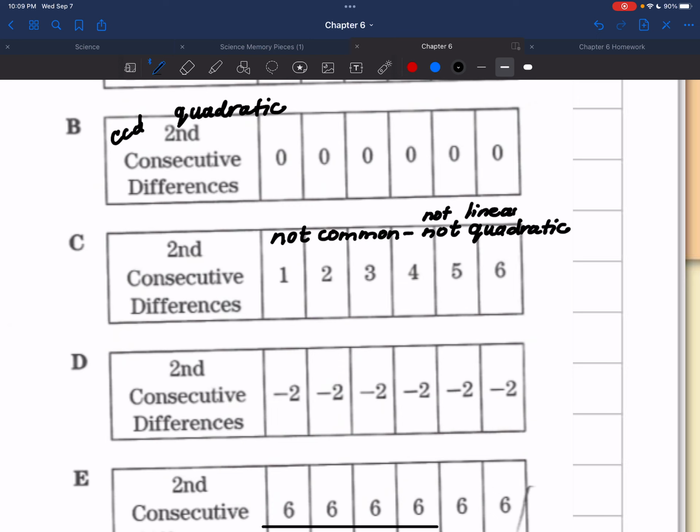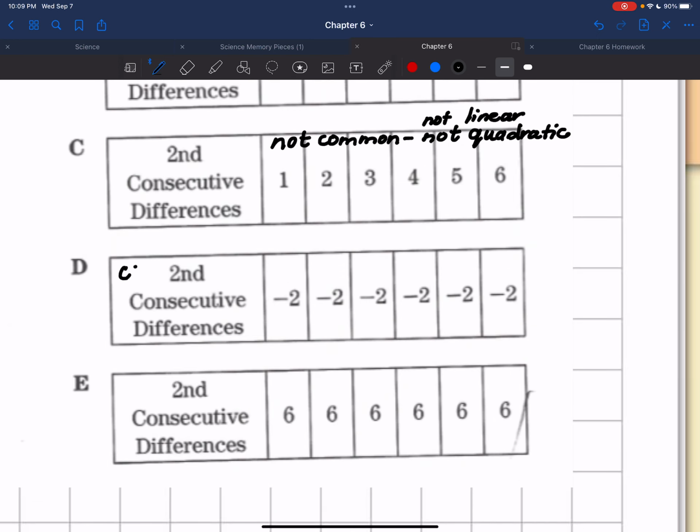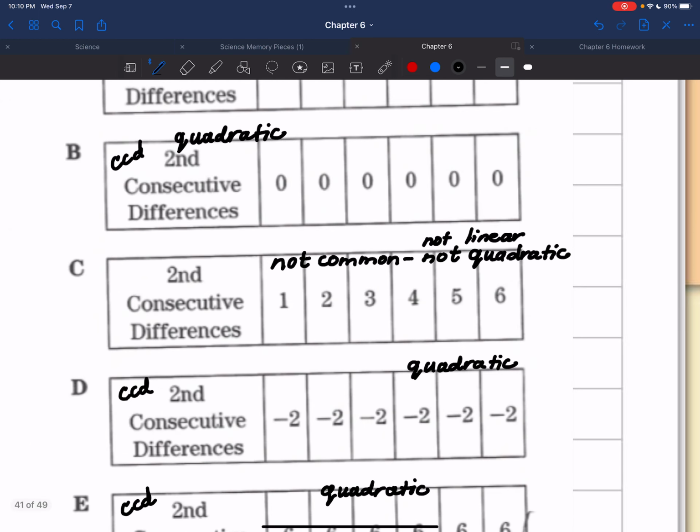But let's look at them all. Here I have a common consecutive difference at the second degree. So this is quadratic. And in this one, I have a common consecutive difference at the second degree. So this one is quadratic. The one that is not quadratic and it's not linear is going to be option C.